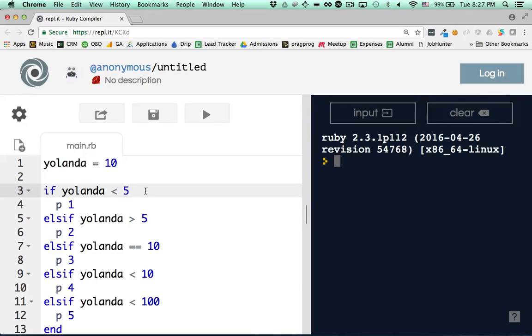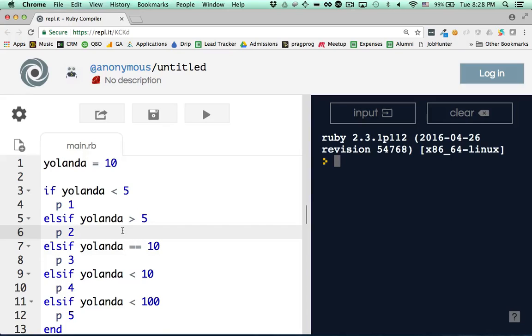If Yolanda is less than 5, is Yolanda less than 5? It is not. So that means we're going to skip line 4, correct? Okay. Else if Yolanda is greater than 5. Is Yolanda greater than 5? Yes. So we're going to run line 6, right? And that's going to print 2 to the terminal. Cool?